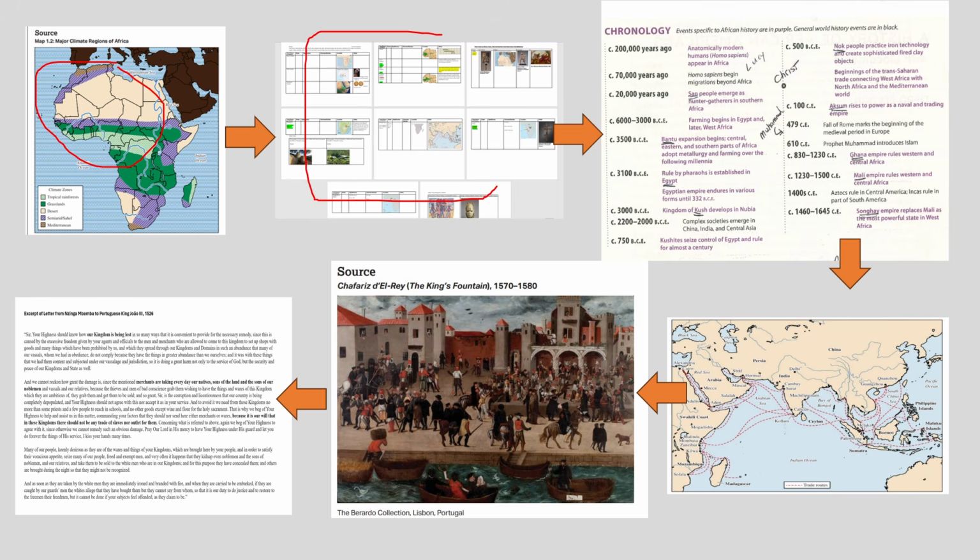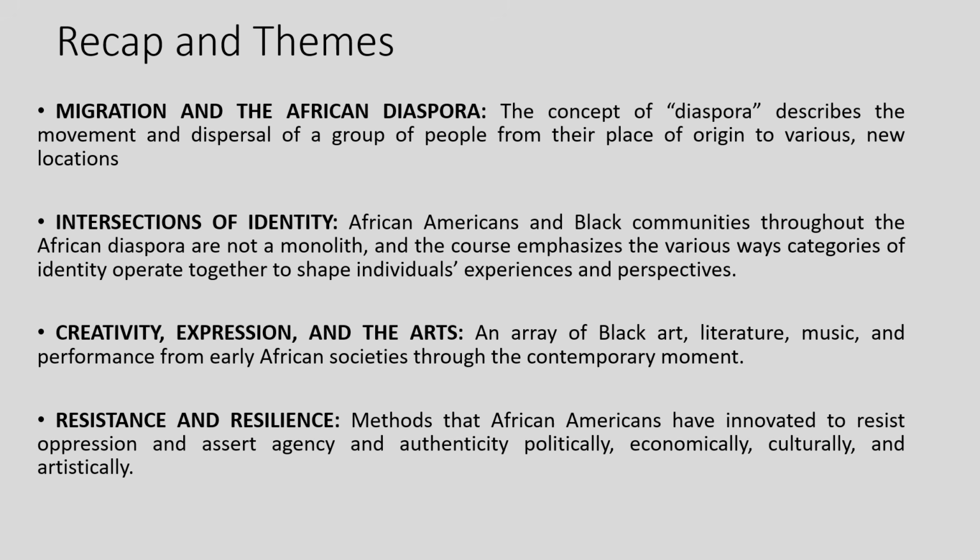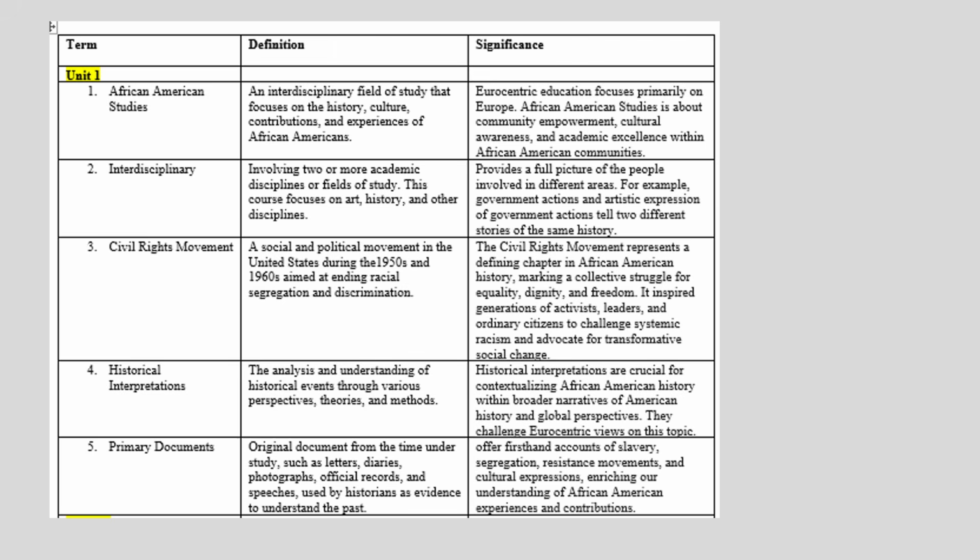This is a chart that I've created that simply looks at various empires, the letter to the king, and of course the painting showing the influence of African Americans as they spread from Africa to other parts, which you can also get from this map with regard to trade. Unit 1 focuses on the themes.